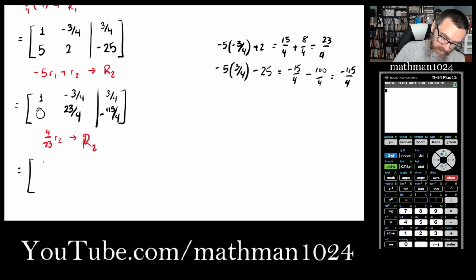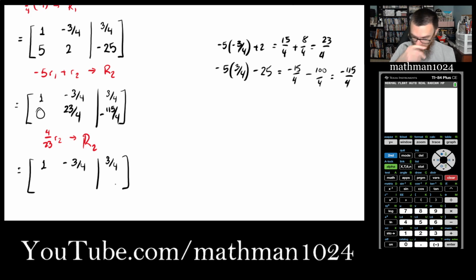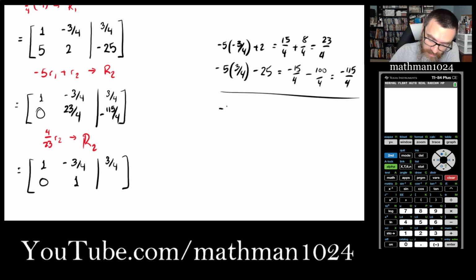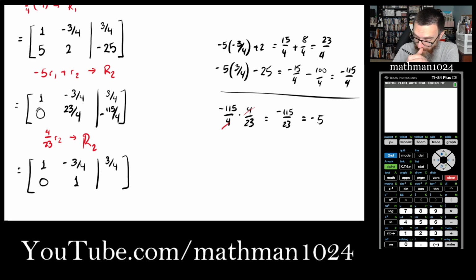All right. First row does not change. Multiplying times 4/23, so we get 0, we get 1, and then maybe over here to the side you say, okay, I've got to do -115/4 times 4/23. So the 4's reduce, and you would have -115/23, which is -5. In the grand scheme of things, that's really not too bad. So there's -5.